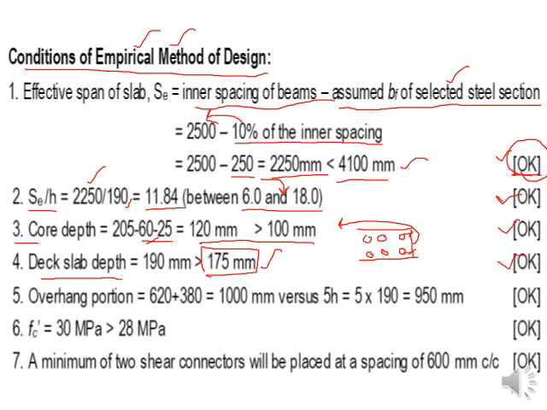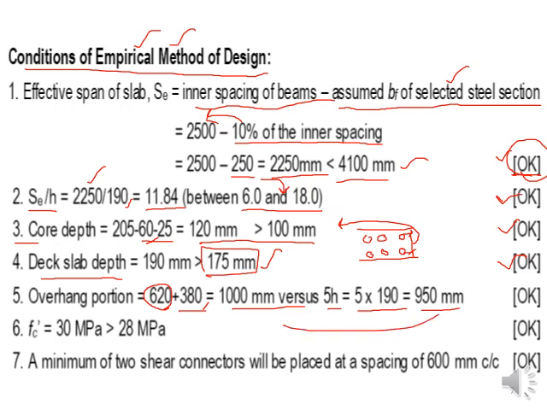Overhang portion comes out to be 620. Okay, so plus 380, that is the curve, that is 1000 millimeter. So 620 is the outer side, and the curve dimension is 380, and total curve width is 380 millimeter. From one side it comes out to be 1000 millimeter, and you have to compare it with the 5H, as what we have discussed in the theoretical part. So it comes out to be 5 into 190, 950 millimeter.